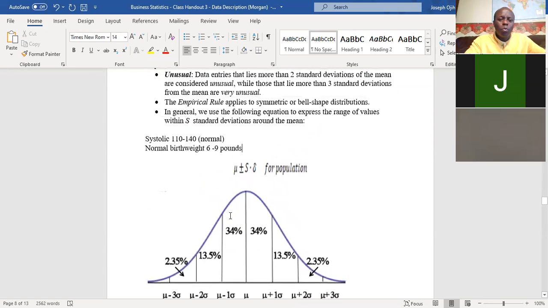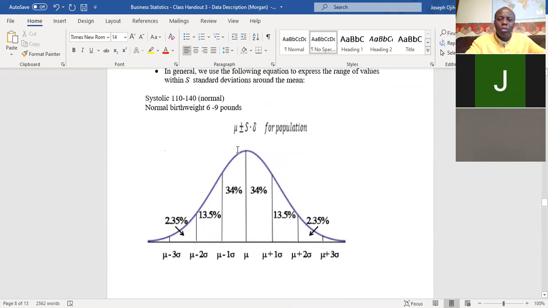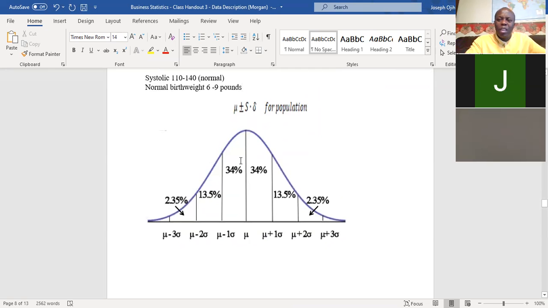When I said normal earlier a few minutes ago, I used the systolic blood pressure and the birth weight of a baby. Usually we can even use height. For an adult, there's a certain height we expect an adult to be. Below that height is not normal. Above it becomes giant, below that becomes dwarf. But the majority are in that normal range, so we call it the usual range.